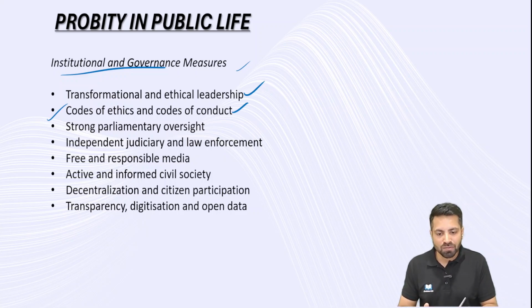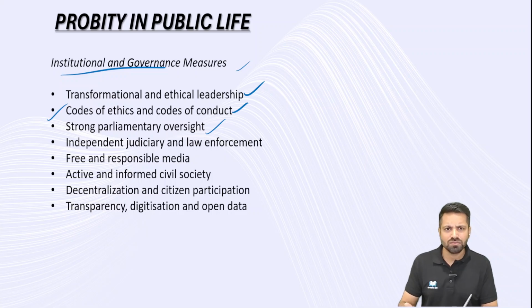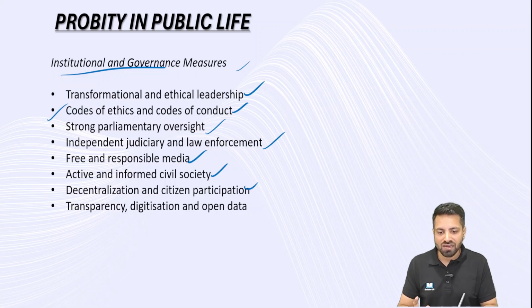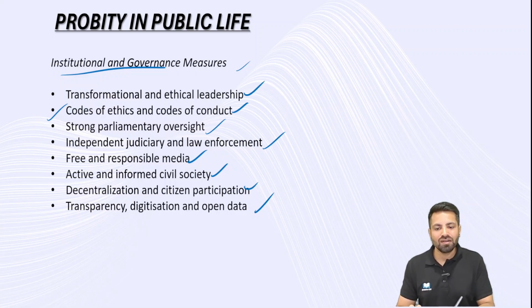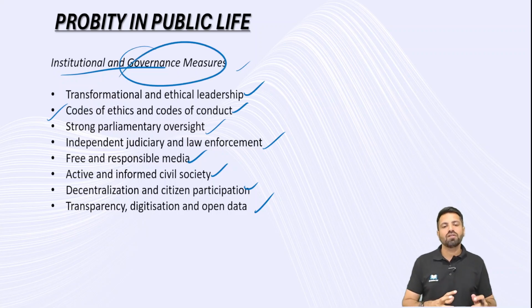And strong parliamentary oversight, a very generalist point. Strong parliamentary oversight, independent judiciary and law enforcement, free and responsible media, active and informed society, decentralization and citizen partnership, transparency, digitization and open data. These are institutional measures or the governance measures.